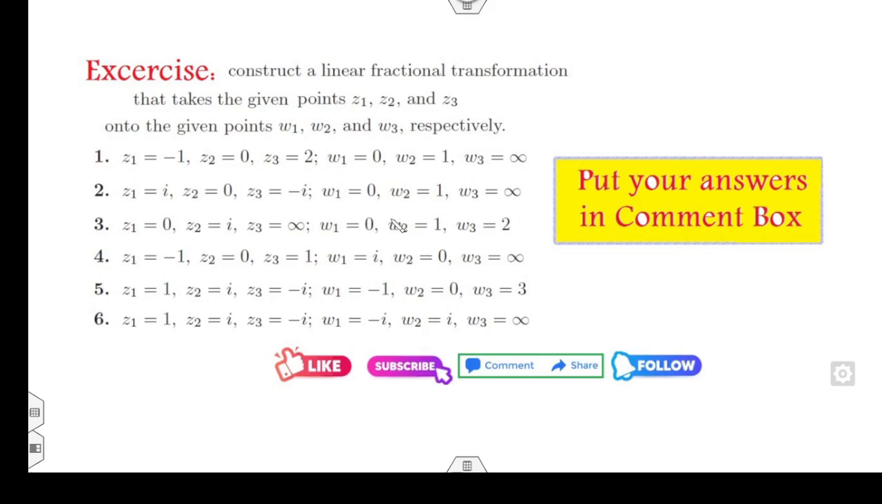Now, based on these examples, can you solve all these 6 examples in a very, very simple manner? You can see in these, some are infinities, some are finite and so on. You can solve these questions. You can put your answer in the comment box so that I can verify and others can verify whether you understand these lectures or not.